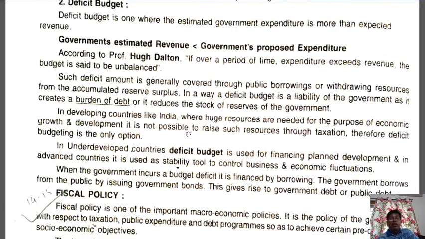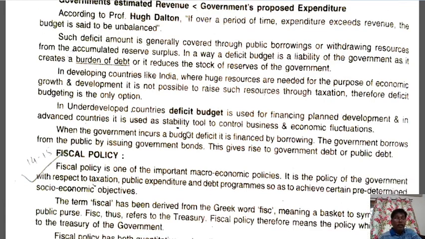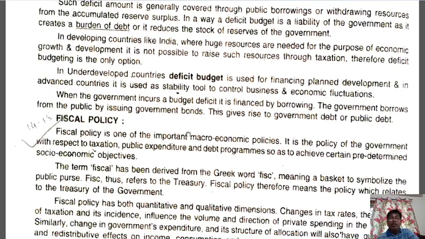According to Professor Dalton, if over a period of time expenditure exceeds revenue, the budget is said to be unbalanced. Third, the deficit amount is generally covered through public borrowing or by withdrawing resources from accumulated reserve surplus. In a way, a deficit budget is a liability of the government as it creates a burden of debt or reduces the stock of reserves of the government. These days, developing countries are more and more inclined to accept this type of budget. Here the two types of budget, the surplus budget and deficit budget, end. Here the second point ends.